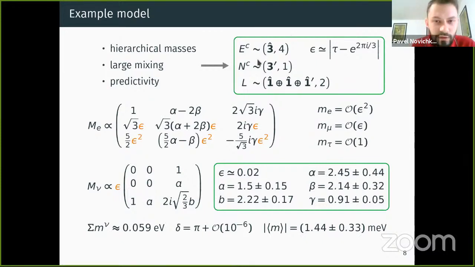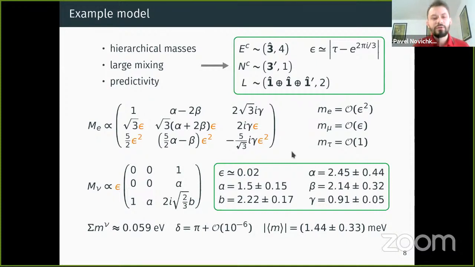Here we assume Seesaw type 1. So we introduce also heavy neutrino triplet. And we study the behavior of the resulting modular invariant model in the vicinity of one of the symmetric points. So as you can see, when you do the explicit calculation in this model, you get a charged lepton mass matrix, which is hierarchical. So some of its entries are suppressed with different powers of epsilon, and it reproduces the hierarchical masses of charged leptons. So they are of different orders in epsilon.